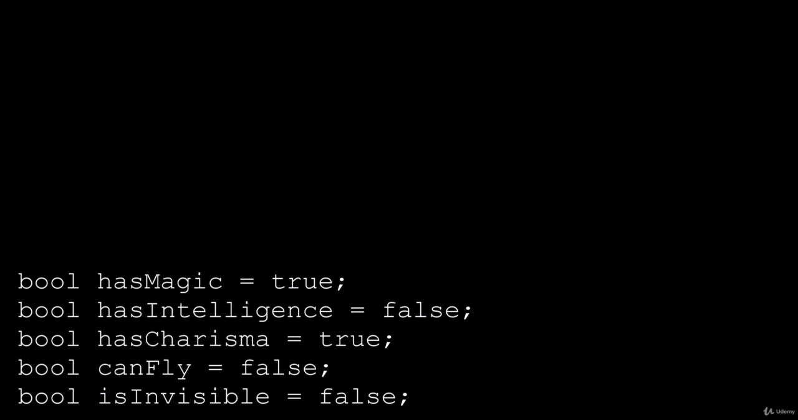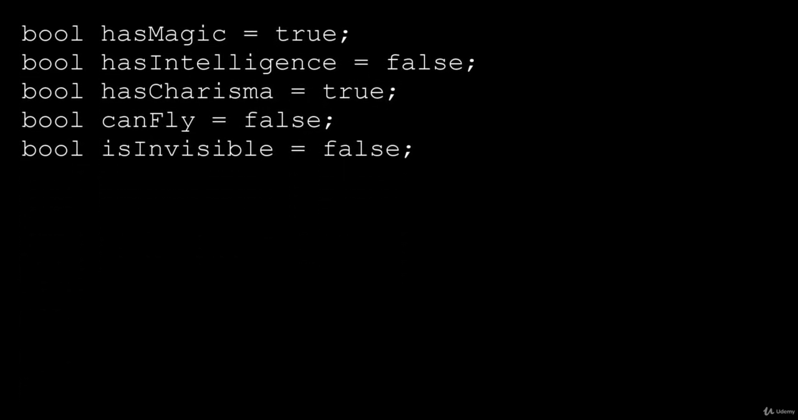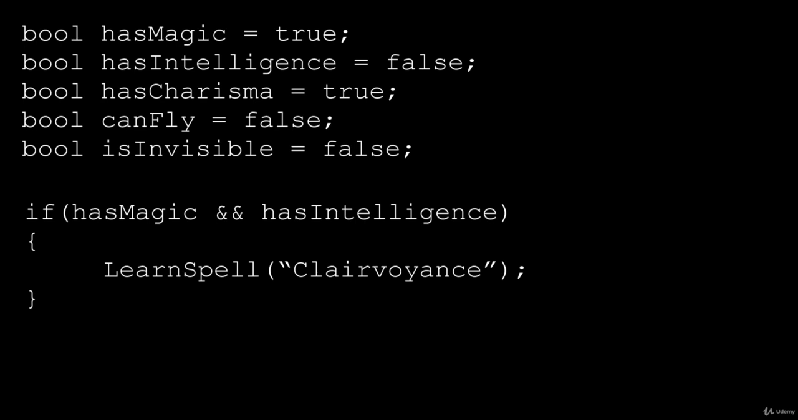If you have this or something similar, then to test if a character has an attribute or not, or even a combination of attributes, you need to do some code that looks like this. If has magic and has intelligence, and they're both true, then you can run learn spell.